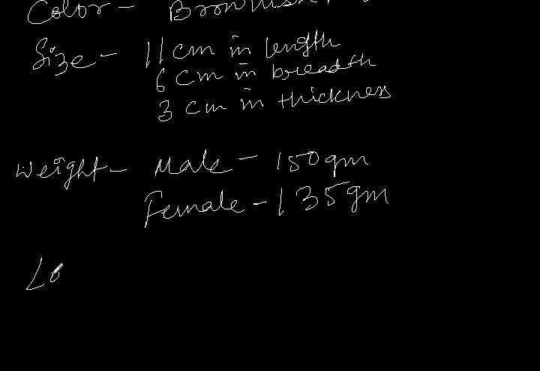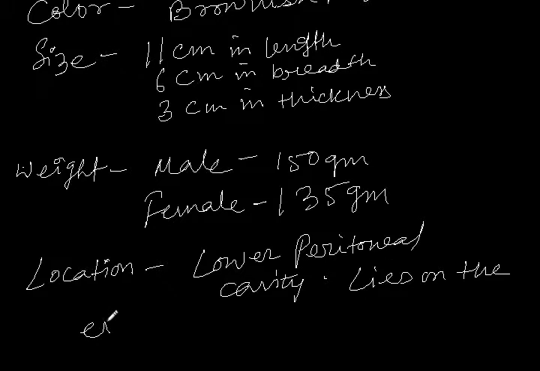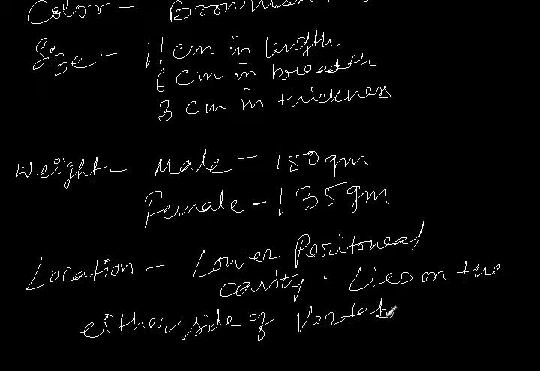Now the location of the kidney. In humans, the kidney is located in the lower peritoneal cavity, and lies on either side of the vertebral column.